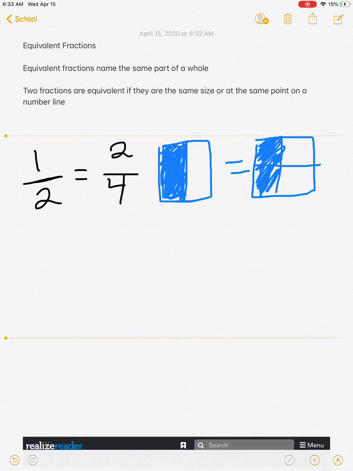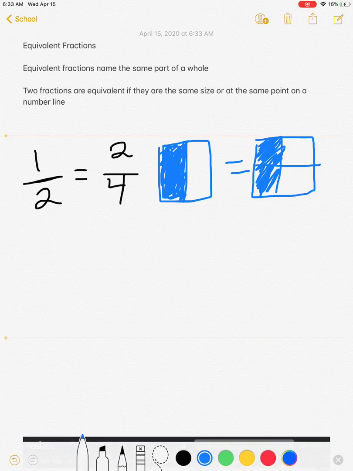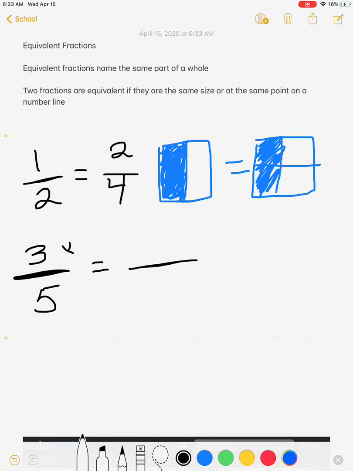Let's look at some more examples. Another way you could find equivalent fractions, let's say I have 3/5. One thing you can do to the numerator and denominator is multiply. We're going to multiply the numerator and the denominator by the same number, and it can be any number. I'm going to go with 2. 3 times 2 and 5 times 2. So 3 times 2 is 6, 5 times 2 is 10, so 3/5 is equivalent to 6/10.